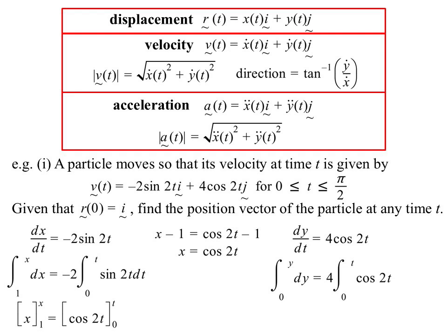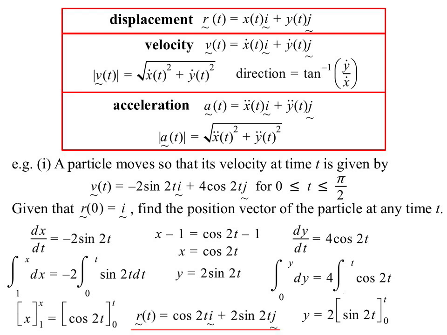But vertically, when t equals 0, y was equal to 0. Remember, we're at the point x equals 1. We're on the x-axis for this one. Integrate that one, and we end up with y equals 2 sine 2t. So the position vector then is cos 2t in the horizontal direction, 2 sine 2t in the vertical direction.